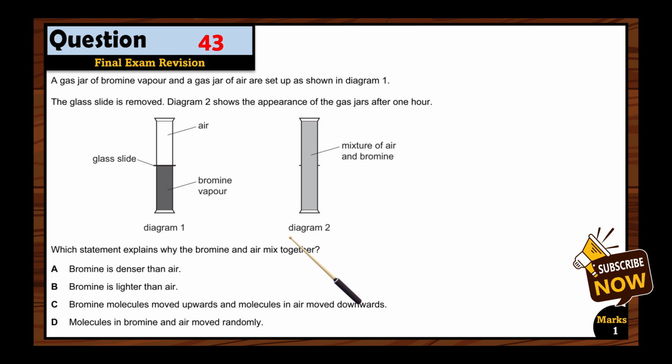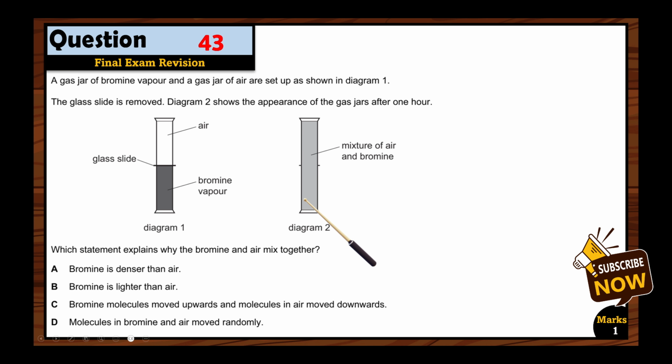So let's see now question number 43. A gas jar of bromine vapor and a gas jar of air are set up as shown here. Now this is again a process of diffusion. We remove the gas lid and now you see they are mixed together. Both the gases are mixed together. So now which statement explains why the bromine and air mix together?